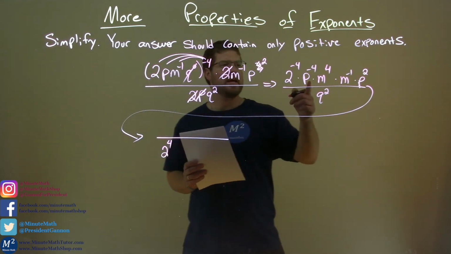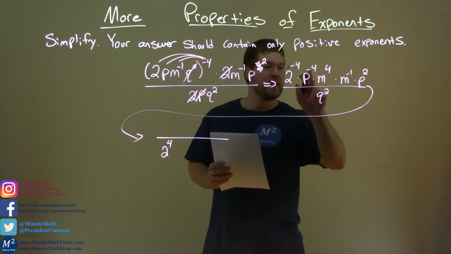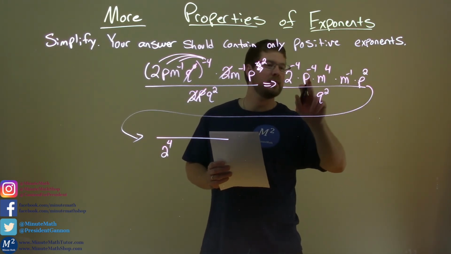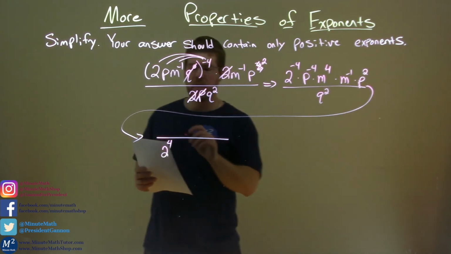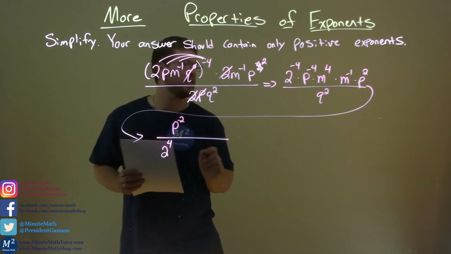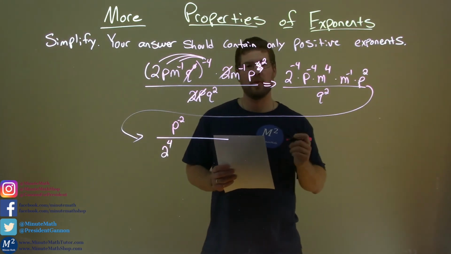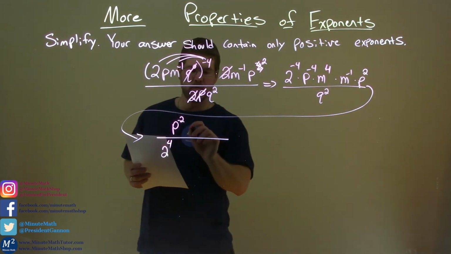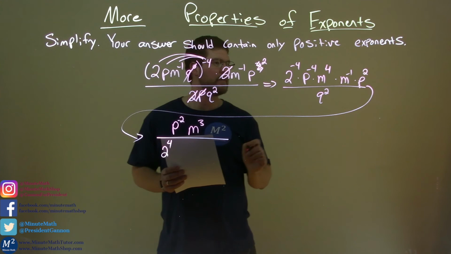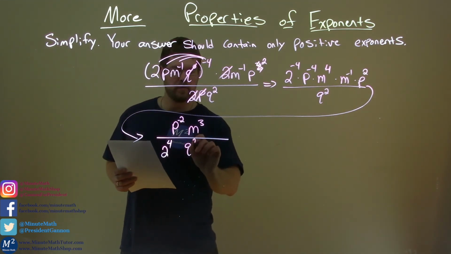All right, now our p's. We have p to the negative 4th times p squared. We add the exponents, right? We have the same p's, same base. We add the exponents. Negative 4 plus 2 is a negative 2. So we have p to the negative 2 in the numerator here. Our m's, m to the 4th times m to the negative 1. Again, add the exponents. 4 plus negative 1, 3. So we have m to the 3rd power here, and that's everything in the numerator. Let's just have the denominator q squared.